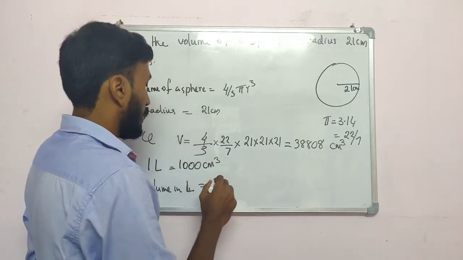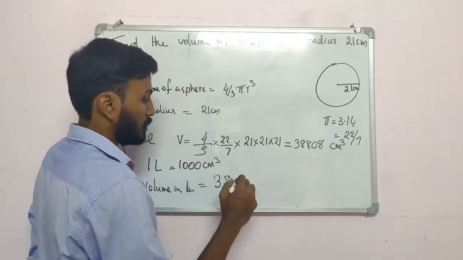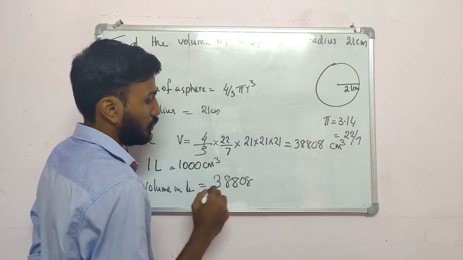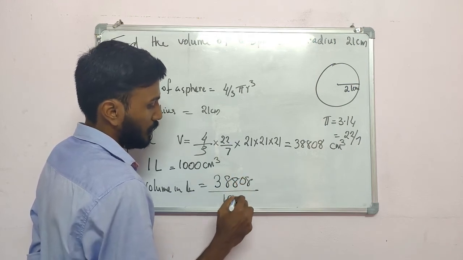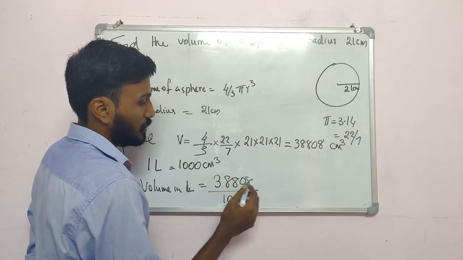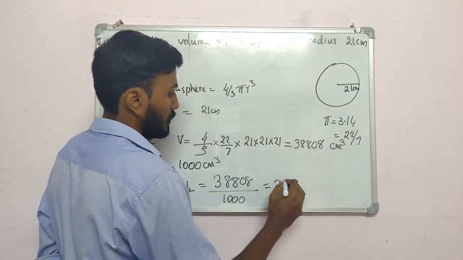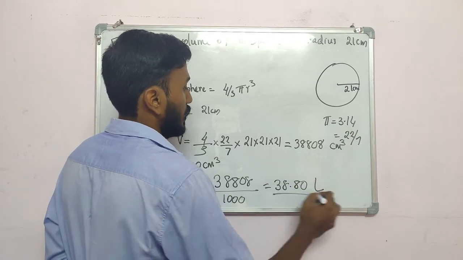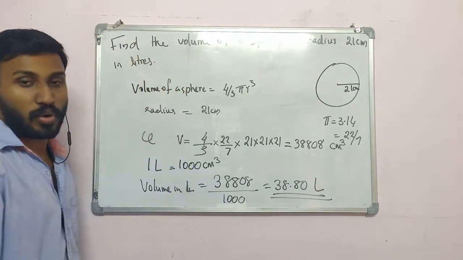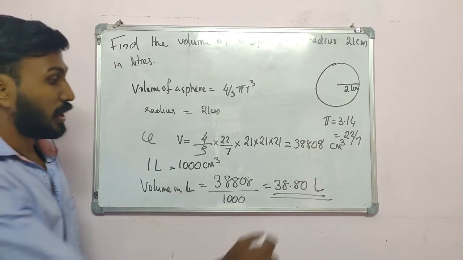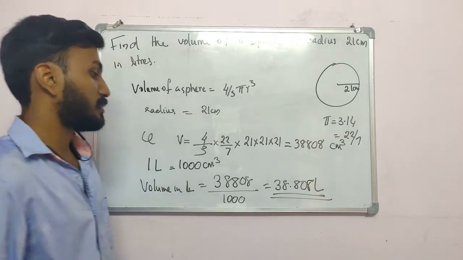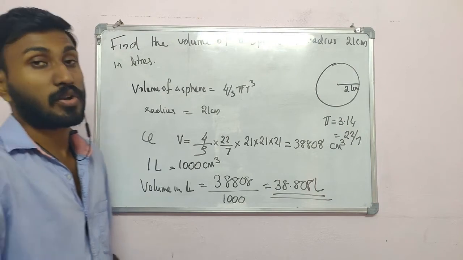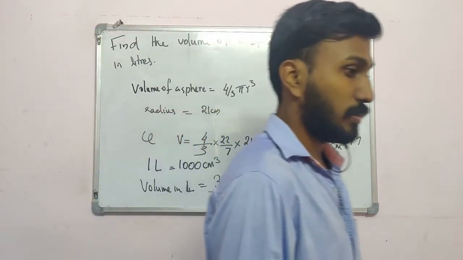So by dividing the particular value 38808 by 1000, we have to shift 3 decimal places, so it will be 38.808 liters. The final answer, 38.808 liters, will be the volume of that particular sphere of radius 21 centimeter.